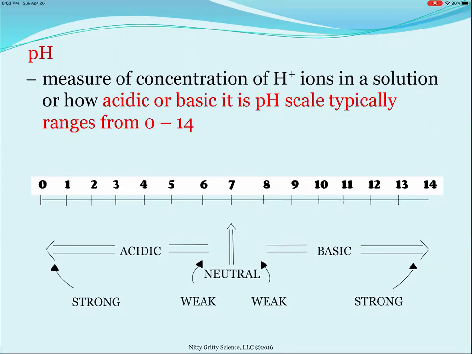pH is a measure of the concentration of hydrogen ions in a solution, or how acidic or basic it is. The pH scale typically ranges from 0 to 14. Okay, we looked at that a little bit. 7 is neutral, and acids and bases are weak when it's close to 7, and as the numbers get bigger on the pH scale, the bases get stronger, and as the numbers get smaller, the acids get stronger.